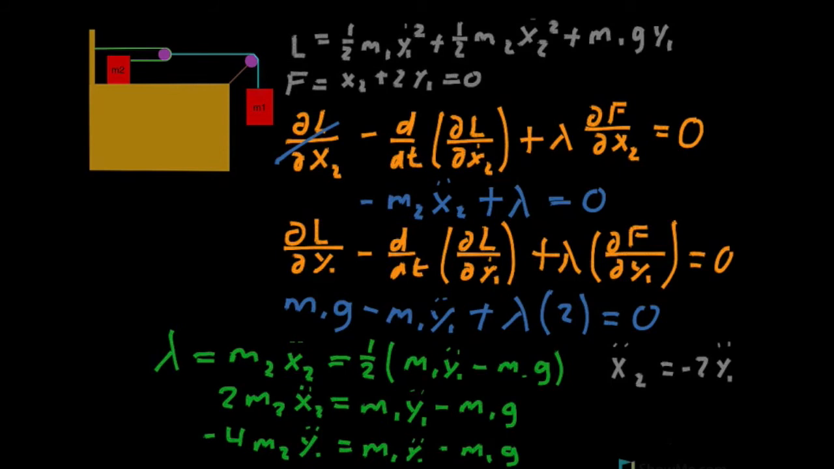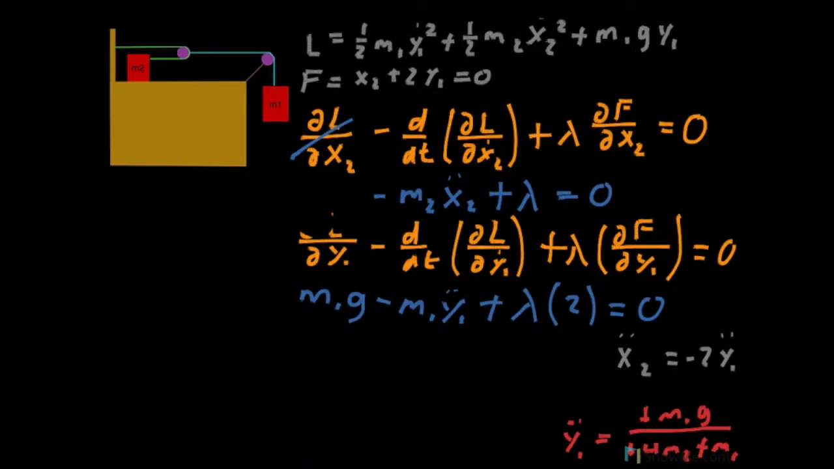And we can solve this easily for y1 double dot. That's going to equal minus m1g divided by minus 4m2 minus m1. And so all of those minuses cancel out, they turn into pluses, and we have exactly what we had before from the Newtonian method. Sorry, this is a y1. And so we can see how from here we can get x2 double dot equals minus 2 m1g over 4m2 plus m1, which gives us both of the accelerations we needed.